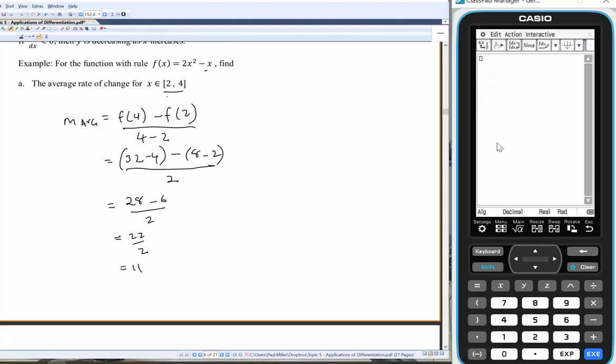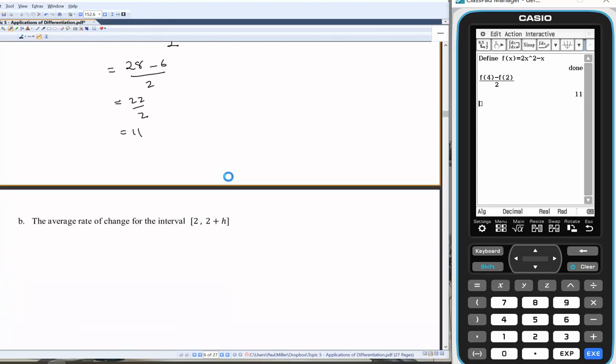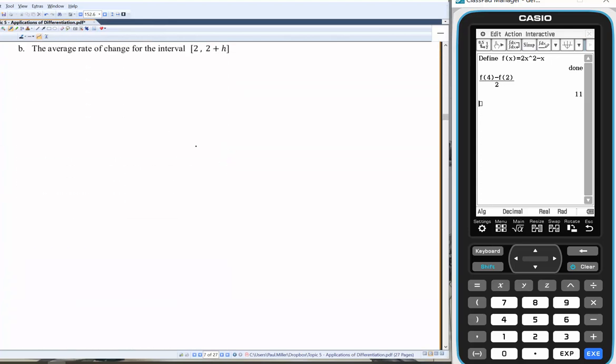Let's just review how to quickly do that on the calculator. I'll just straight up define f of x equals 2x squared take away x, and we'll go shift divide to get our fraction key in, and we'll go f of 4 take away f of 2 all over 2, and we get 11. So that's how we're going to do it with the calculator, a really quick method of getting that average rate of change.